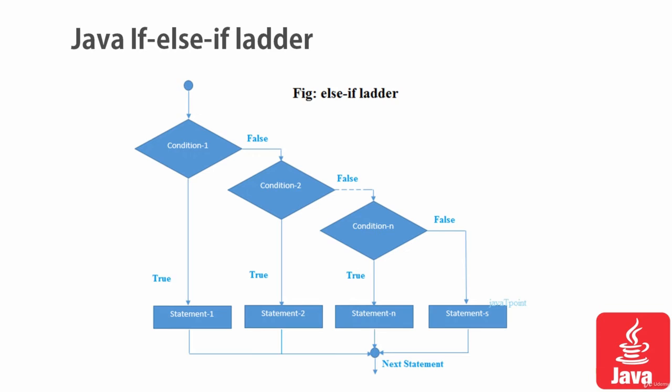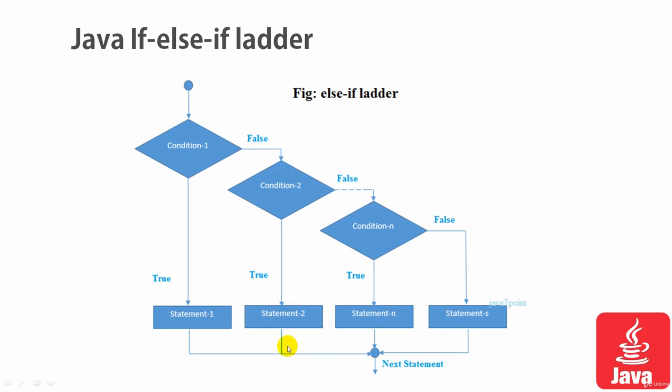Then we have if else later. There may be different conditions corresponding to different statements. So if we want to check whether the first condition is true, if the first condition is true, the statement will be executed and it will move out of the control.